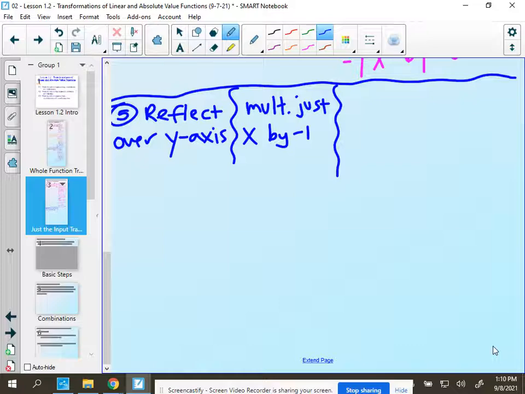So there's obviously some similarity there. We're multiplying by negative 1. For an x-axis reflection, the whole thing gets multiplied by -1. If we wanted to go y-axis, we'll multiply just the x by -1. That's the rule. Okay, let's do it. Let's do a linear. Let's do an absolute value.